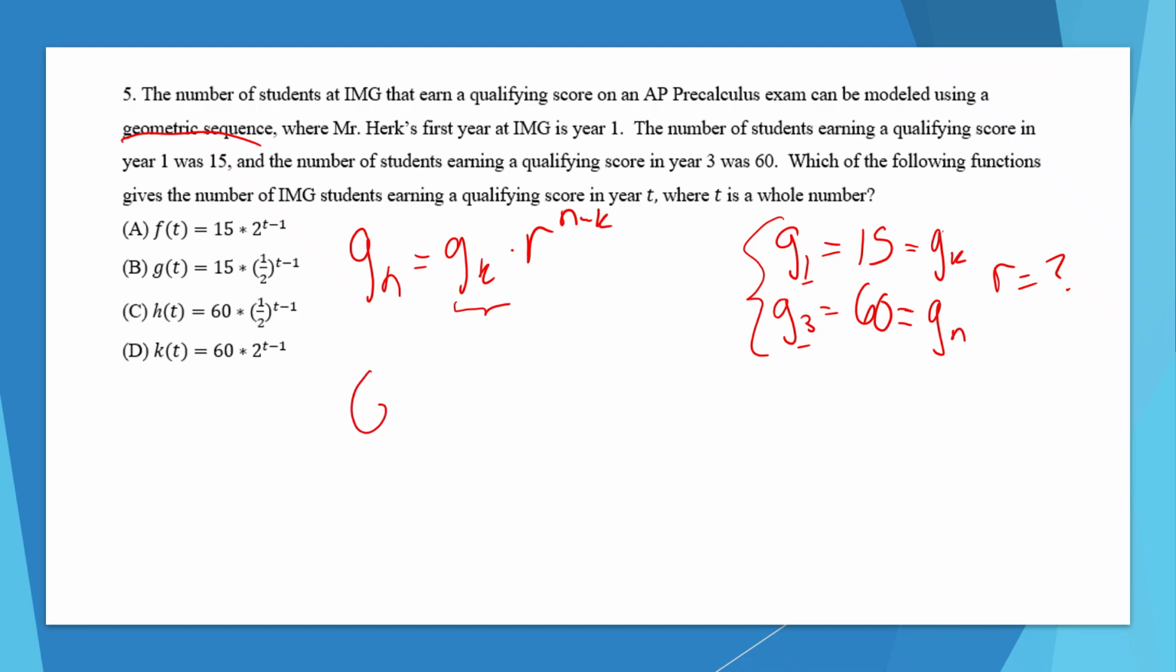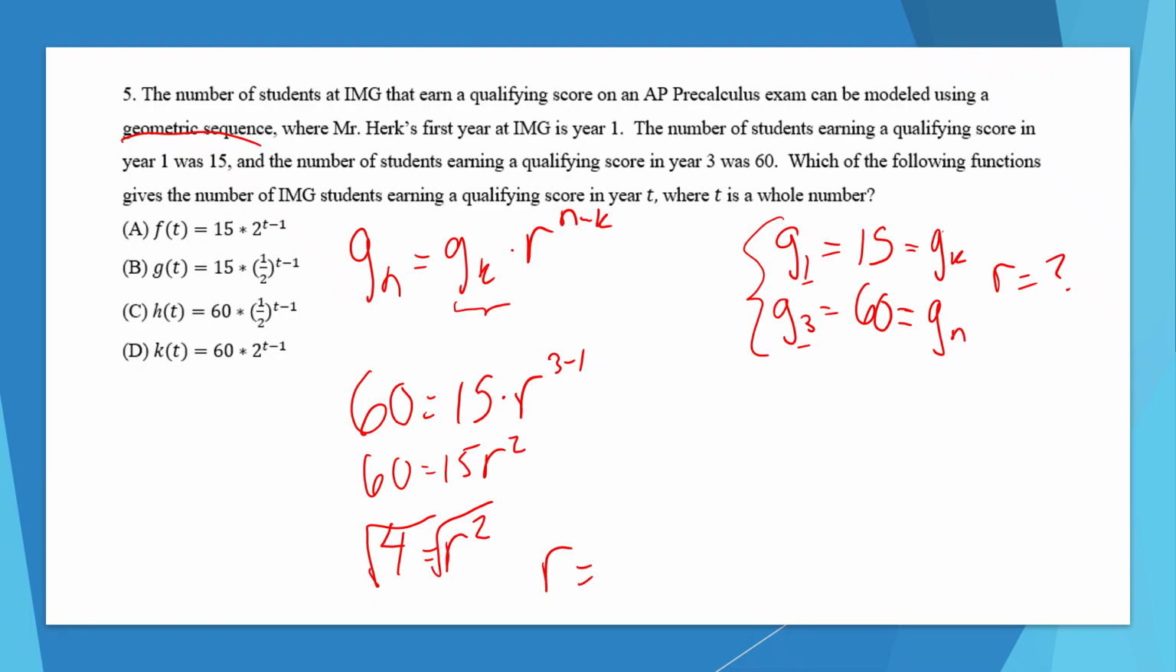So here this should be 60 equals 15 times r to the power of 3 minus 1, which is 60 equals 15 r squared. Now just solve for r: divide both sides by 15, and then take the square root of both sides. You should get r to be plus or minus 2. However, this is a story problem, and in the context of story problems, you really don't look at that negative r value. So we can safely say r is 2. Knowing that, we can eliminate B and C, because those do not match our r value.